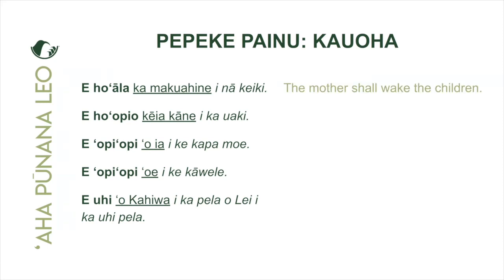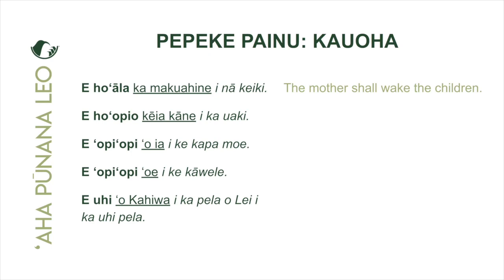If you said the mother shall wake up the children, akamai oi. All right, the mother, ka makuahine, shall wake up the children, right? And we must have that e, which is our amiloka. E ho'ala ka makuahine ina keiki. Maikai. Example two: e ho'opio keia kane i ka waki.